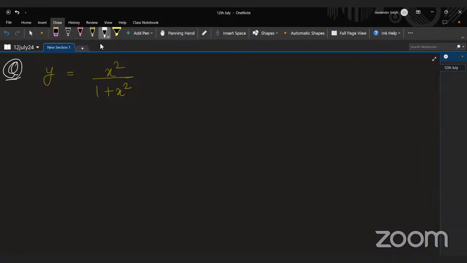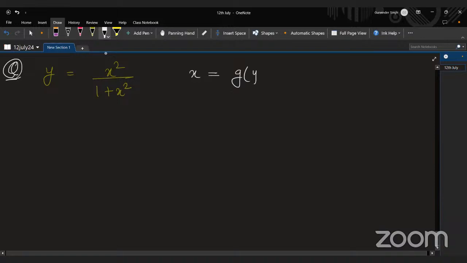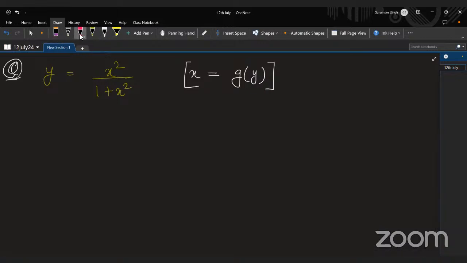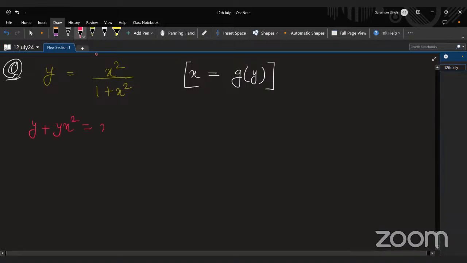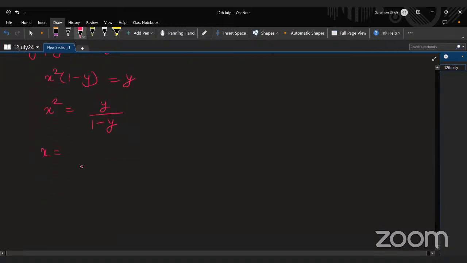So I had told you to convert x into some function of y. Is that possible over here, that x can come on one side and y on the other? Yes, it is possible. See, I will tell you how. I can write it as y plus yx square is equal to x square. So x square into 1 minus y is equal to y. So x square is equal to y divided by 1 minus y. So x is equal to square root of y divided by 1 minus y.